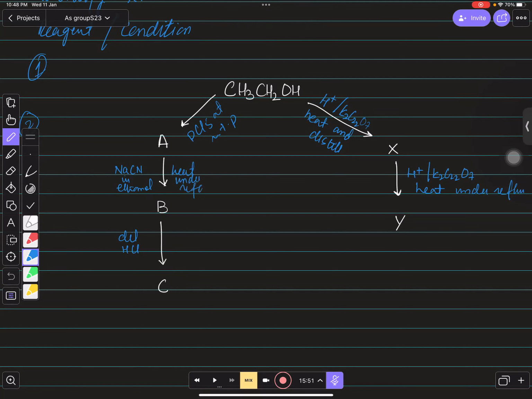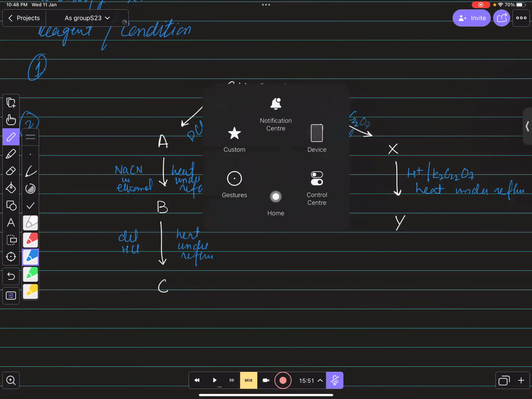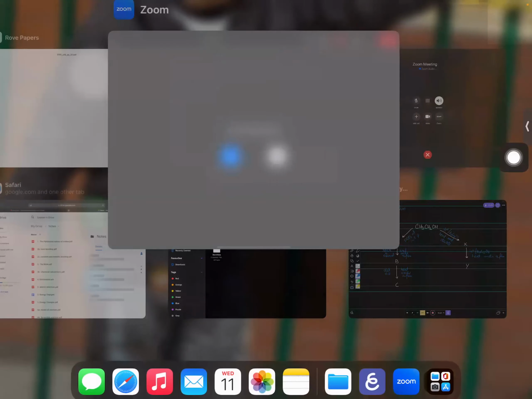Yes, bacho, can you draw the structures of A, B, C, X, and Y? Just try this. I'm waiting for your answers. Draw the structures.